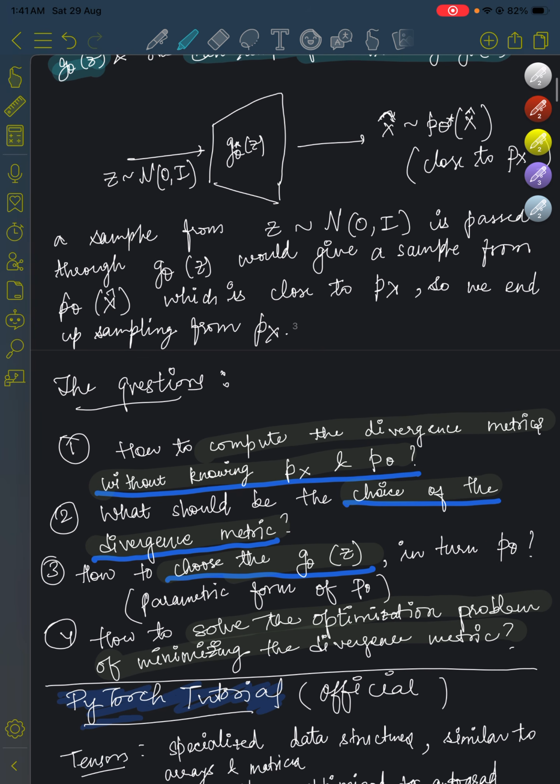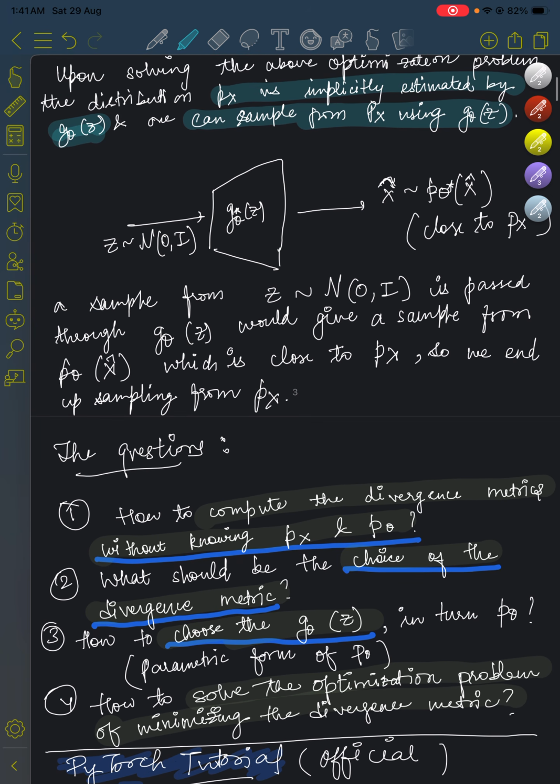But we still have some questions, right? These are just what we can do, but there are still many questions. What should be the choice of the divergence metric? This optimization problem is itself defined on what divergence metric we choose. And since we don't know both px and p theta, how do we really compute the divergence metrics without knowing px and p theta?